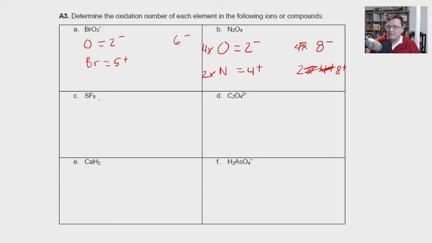Next, we have SF6. So the F, we would expect that to be the negatively charged species. So fluorine, based off of its position as a halide, should then have a -1 charge.